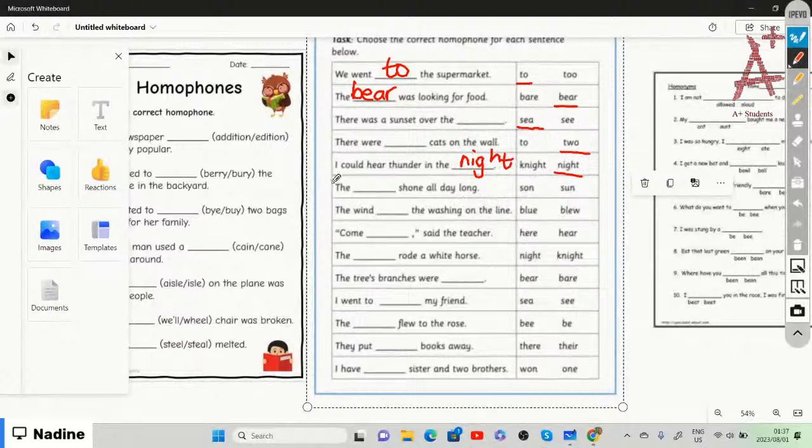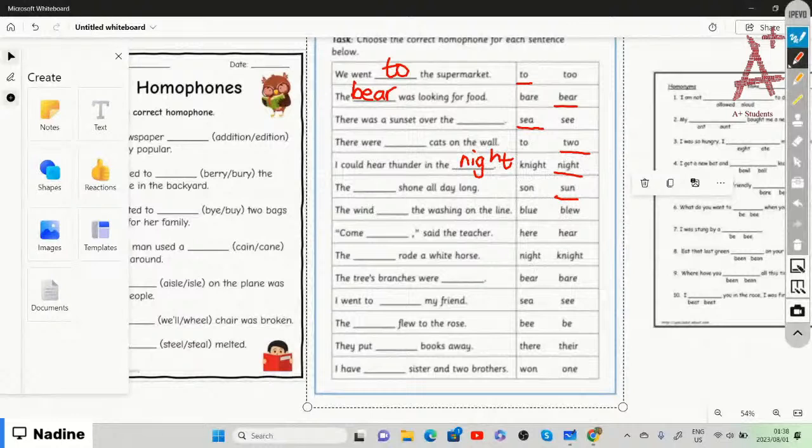The sun shone all day. Is it sun as in S-O-N or sun as in S-U-N? We need to choose the correct word that matches the sentence. We will say it is sun, S-U-N, because it is the sun that shines all day. And the second, S-O-N, is someone's son, which refers to your boy.